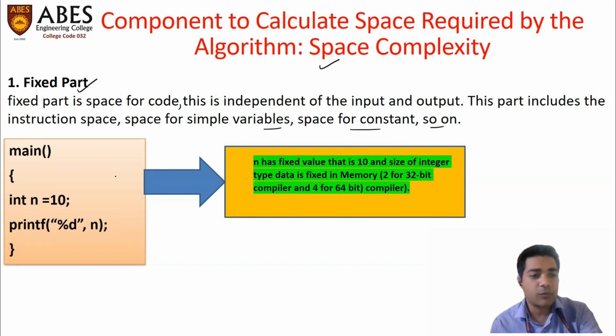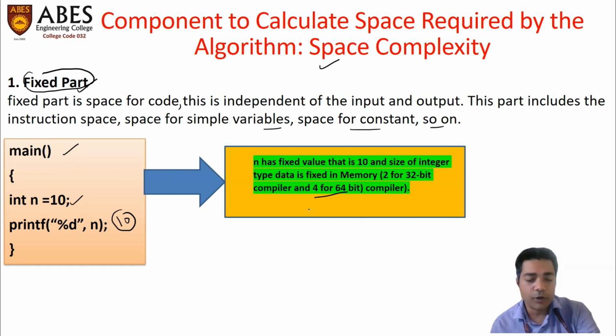Let me directly jump to the code. We are talking about the fixed part. What is the fixed part? I have started the code here, main, then I have written n is equal to 10, and I have just printed 10. It will just get printed. So the fixed part is n, whose value is 10. The value of n is not going to change. n has a fixed value, 10, and the size of the integer type is fixed in memory: 2 bytes for a 32-bit compiler and 4 bytes for a 64-bit compiler. So we know this is not going to change. This is not dynamic in nature.